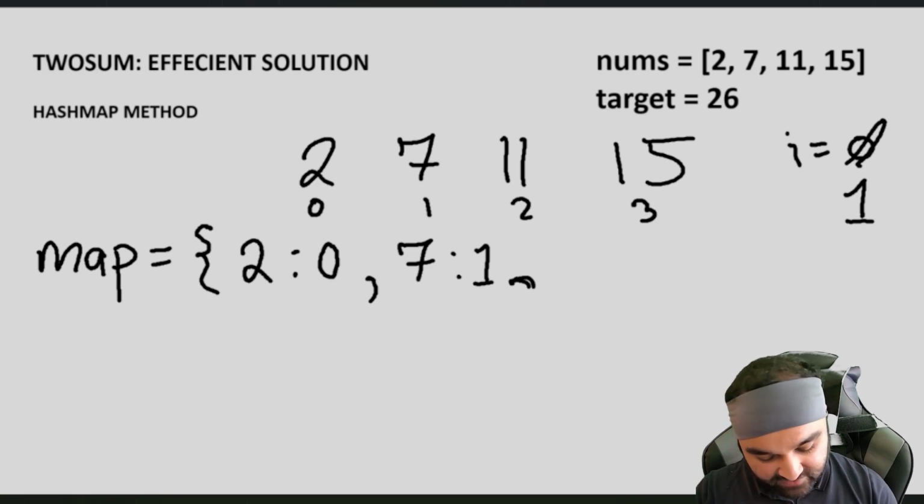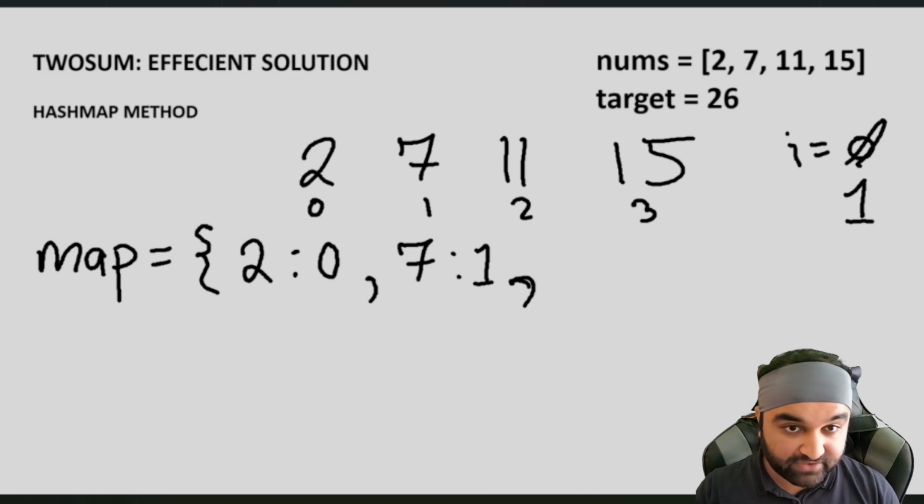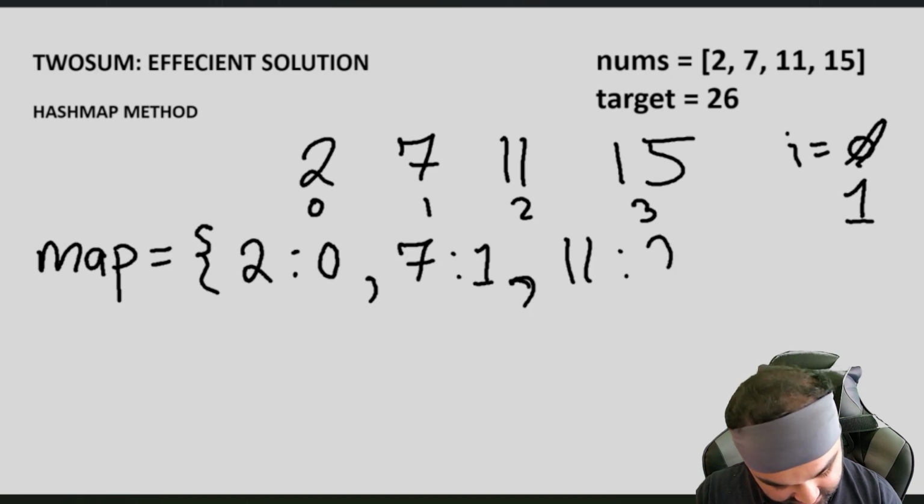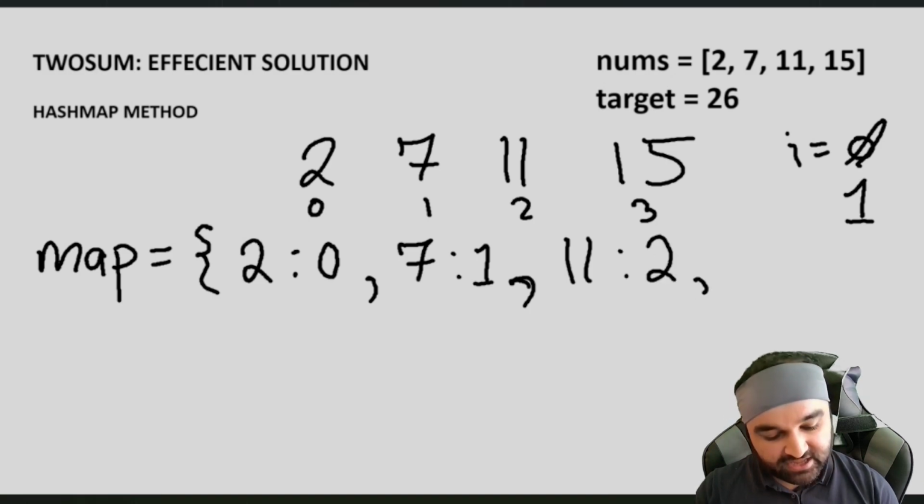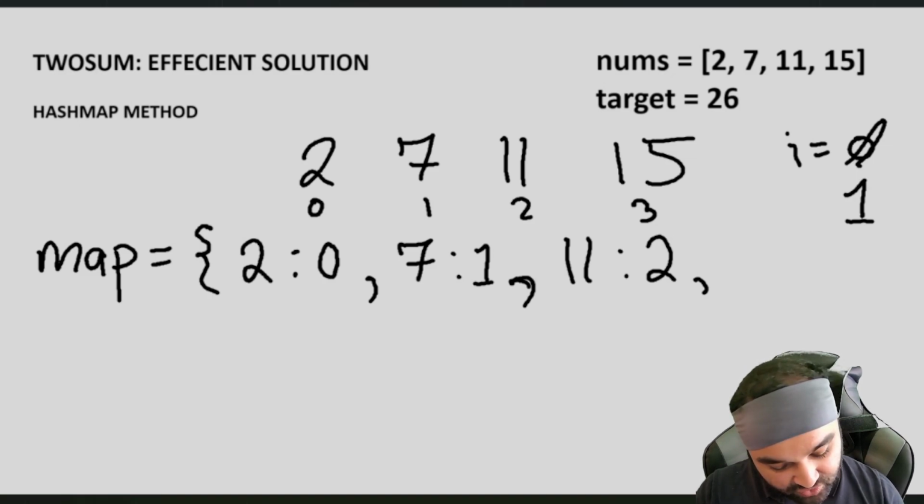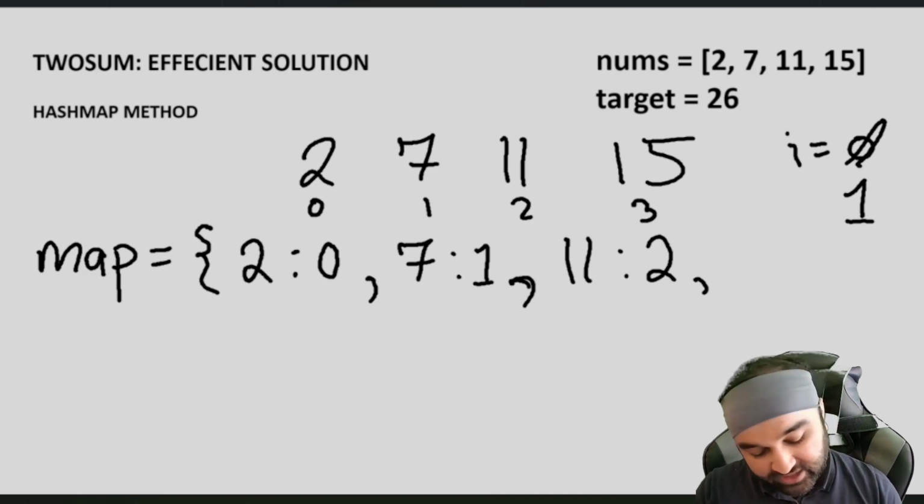Same thing for 11. Obviously 15 is not in there. 15 would be the perfect complement value for 11 to give us 26. It's not in there. We can go ahead and add 11 in there. And then finally 15. 15's complement value is in the map. And so we don't have to add 15. That would be a redundant operation.